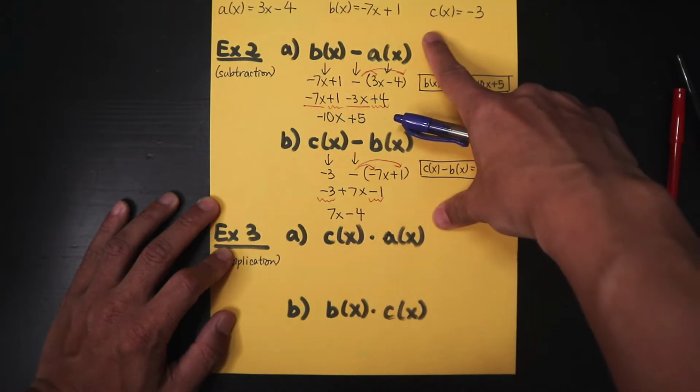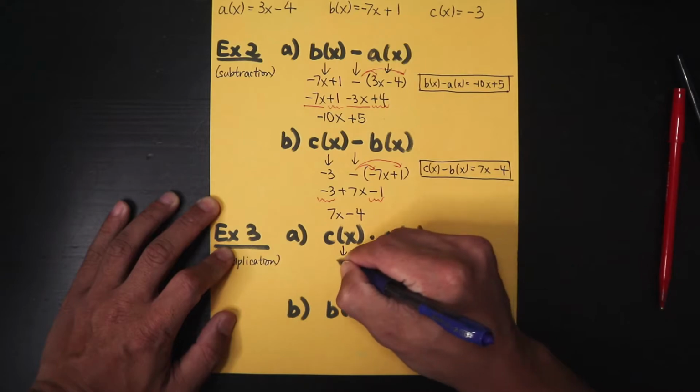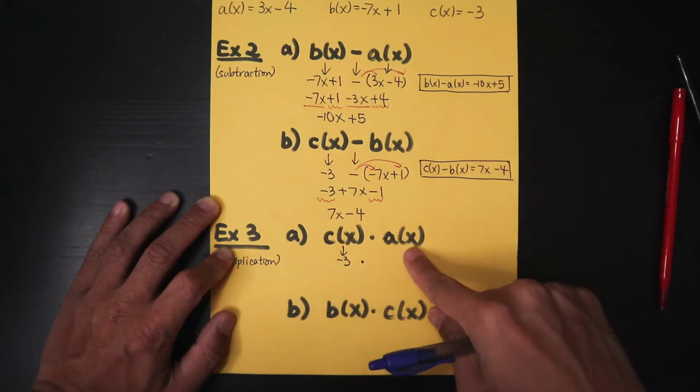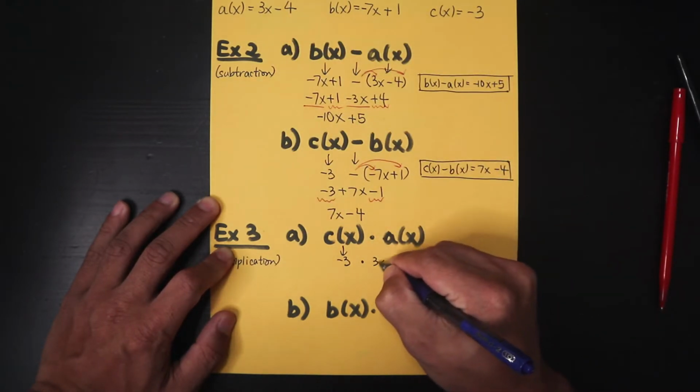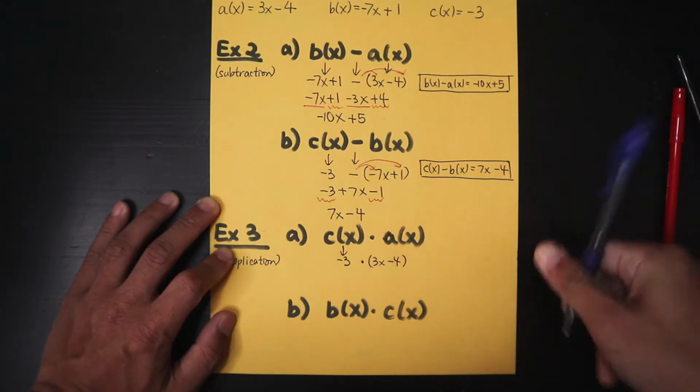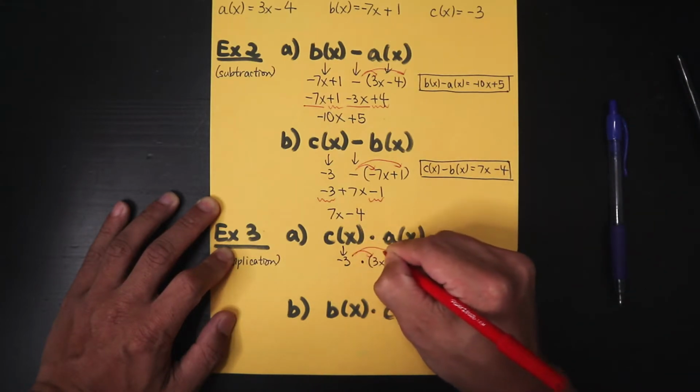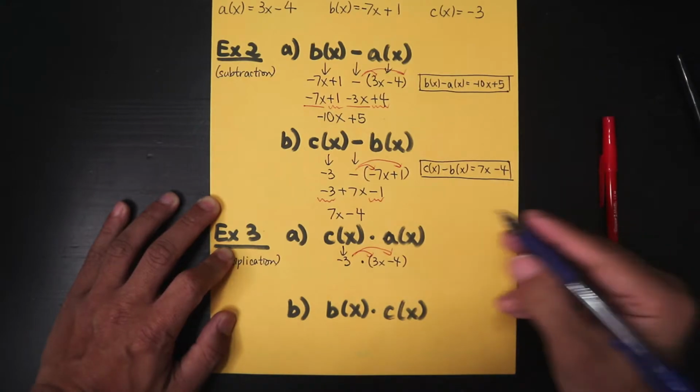Well, c of x in this case is negative 3. So you're going to put negative 3 and then multiply by a of x, which is 3x minus 4 in parentheses. And then you're going to use distributive property to multiply the 2 functions.